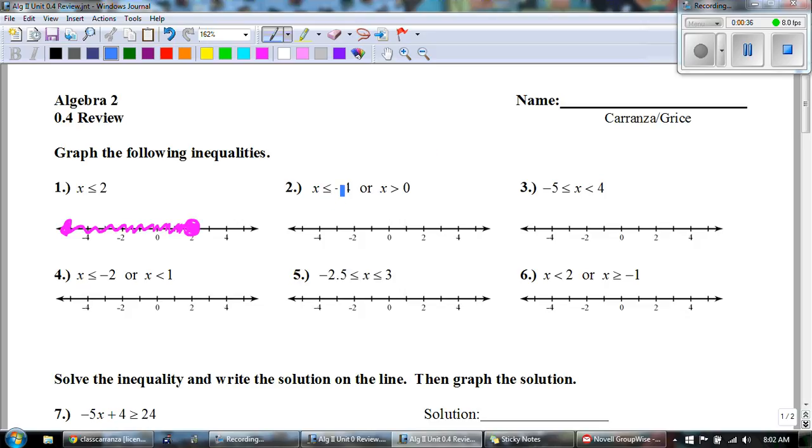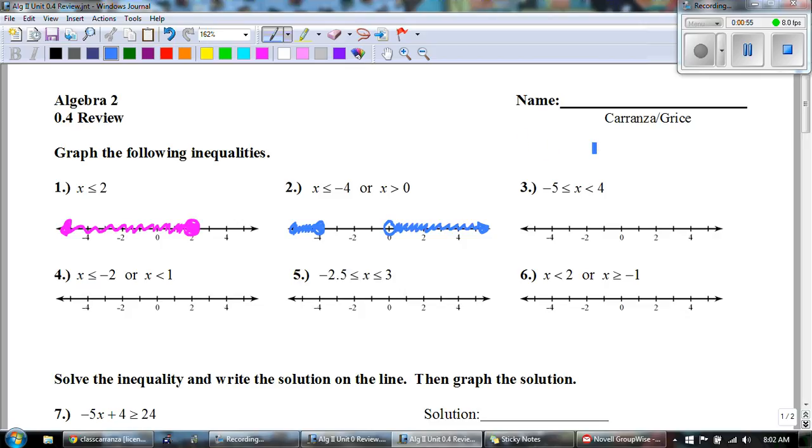Our next one, x is less than or equal to -4, or x is greater than 0. We've got an open circle, and we're shading to the right.